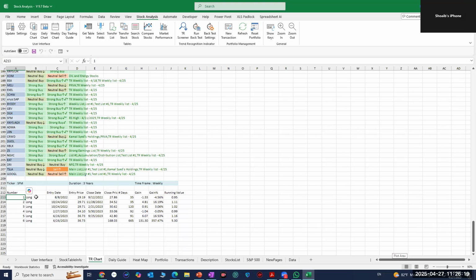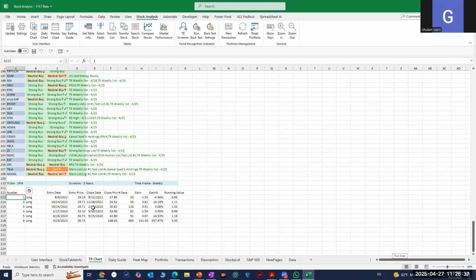Going forward, we'll have the short strategy as well. So we are not shorting any stocks. But if we are in a down market, we can just switch from long to short and see how the strategy works. So it gives us, okay, during the last 3 years, it had only 6 signals.